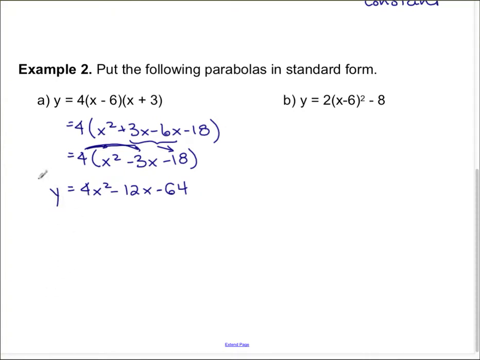And we're done. And what's the only useful thing that we have here? Well, it's this out here. This is the y-intercept, which is negative 64. Now this one here, when we expand it, this one is in vertex form already, so I know what the vertex is. What's the vertex?